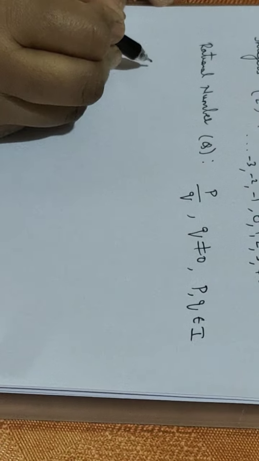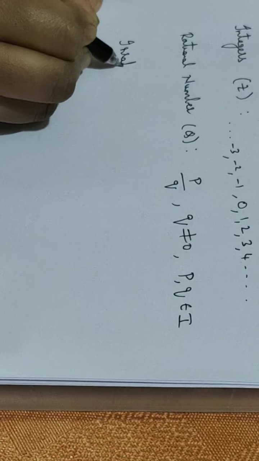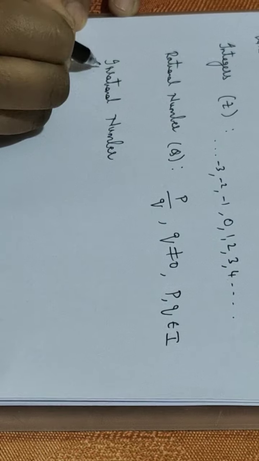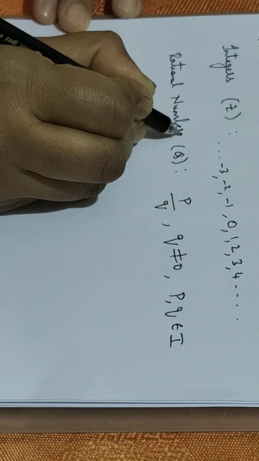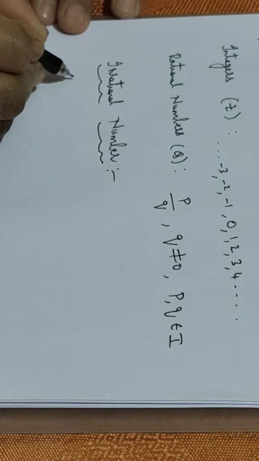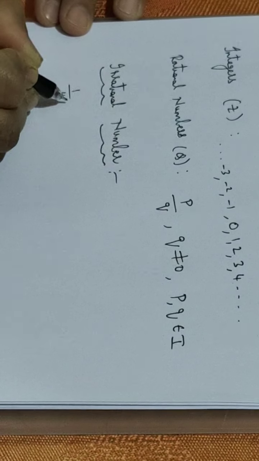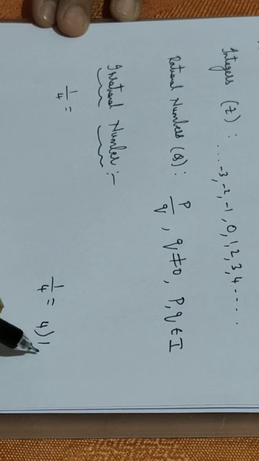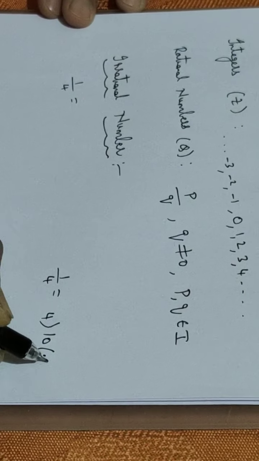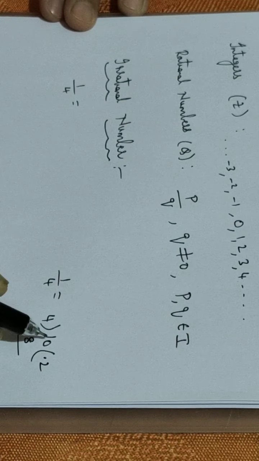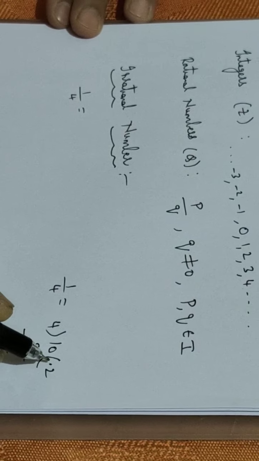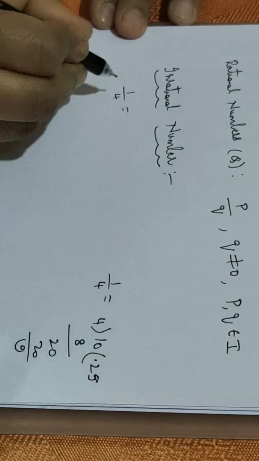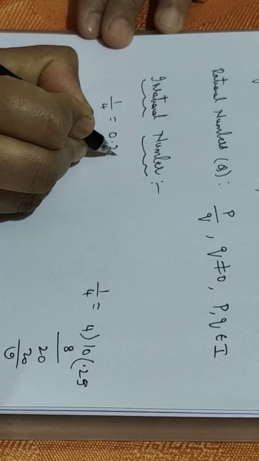Now we will learn about irrational numbers. Let us take one example. We will take 1 by 4. If you divide 1 by 4, we get 0 point. 4 twos are 8. 10 minus 8 is 2, and because you already have a decimal, put 0. 4 fives are 20. So the value of 1 by 4 is 0.25.